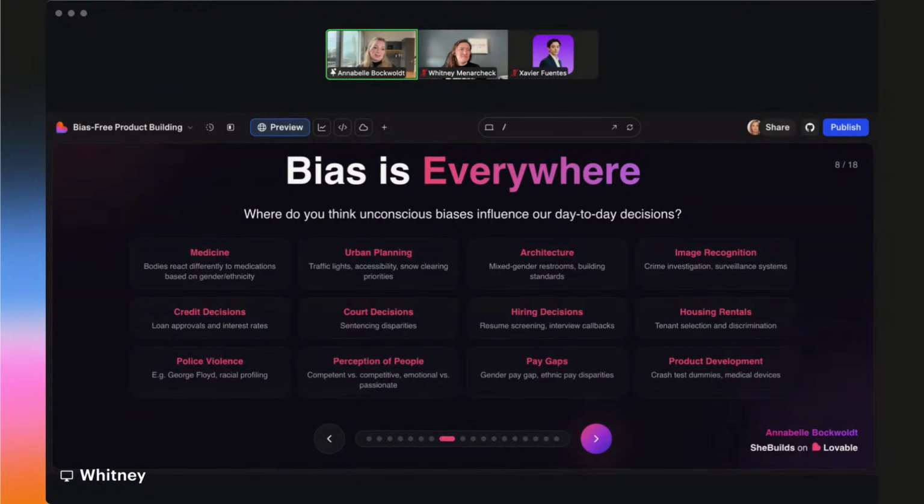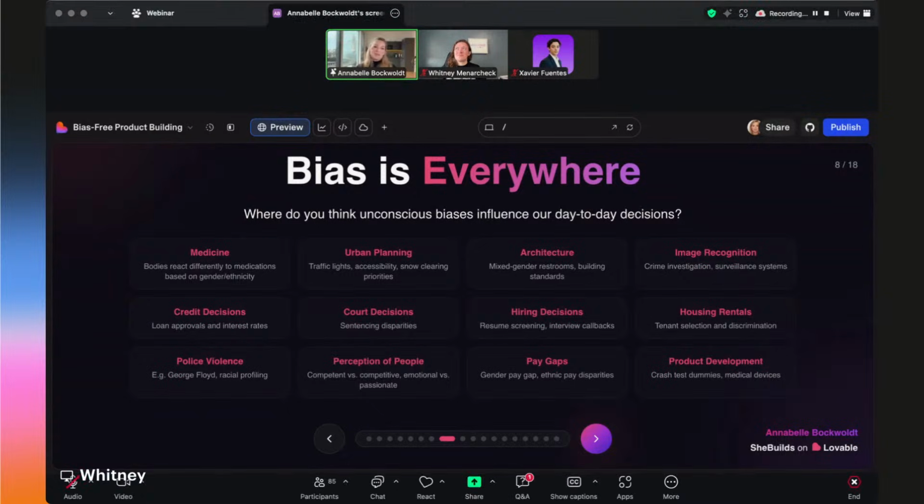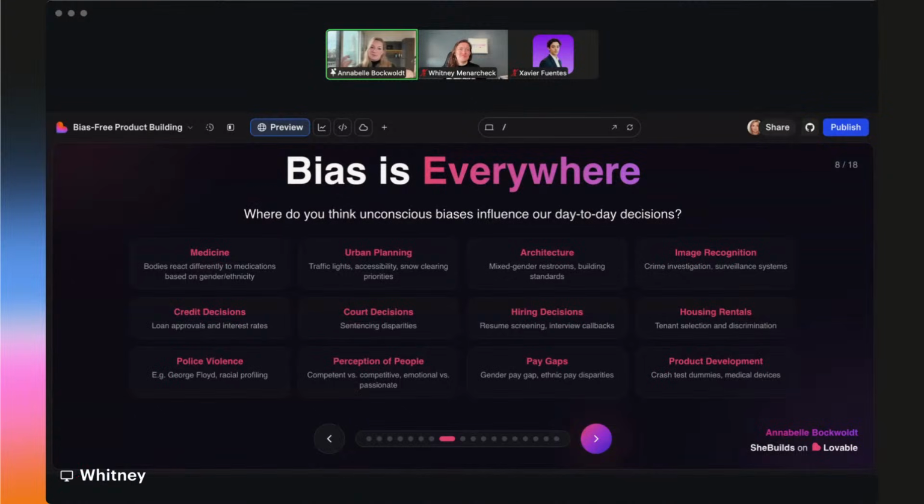Court decisions, so sentencing disparities. I have one example for that one later. Perception of people, we just mentioned women in tech as one example: competent versus competitive, emotional versus passionate, leadership skill versus bossiness. Architecture is another example, let's say mixed rooms. Why is there always a queue in front of the women's restroom, for example, and never in front of the men's restroom? Hiring decisions, resume screening, interview callbacks.